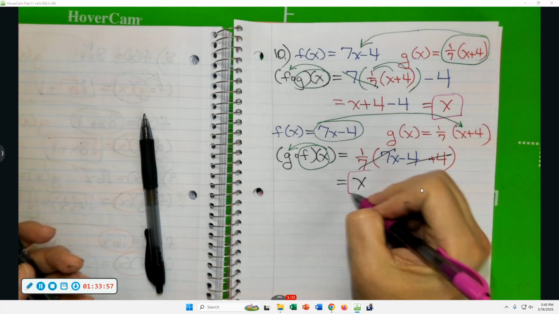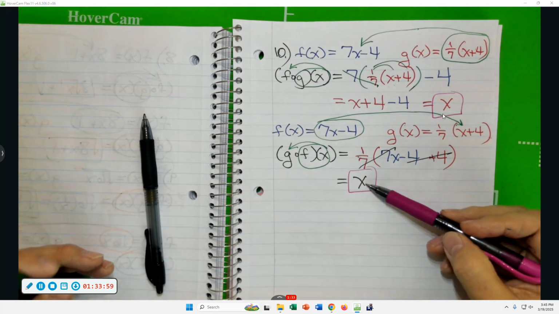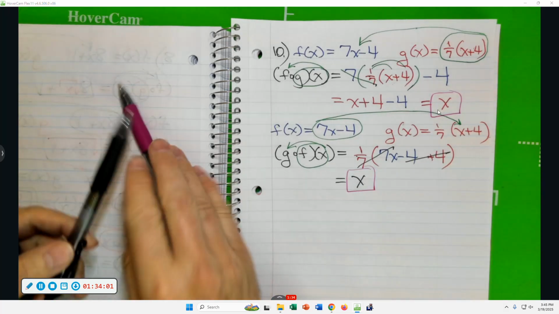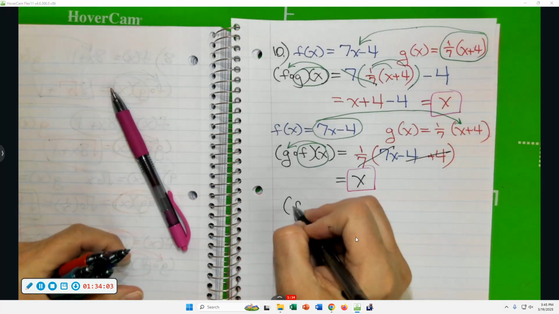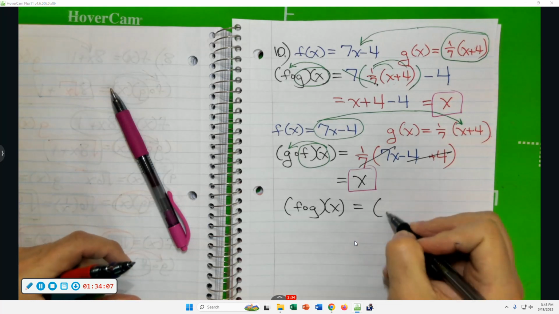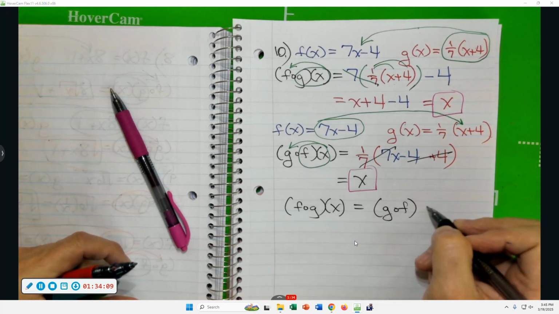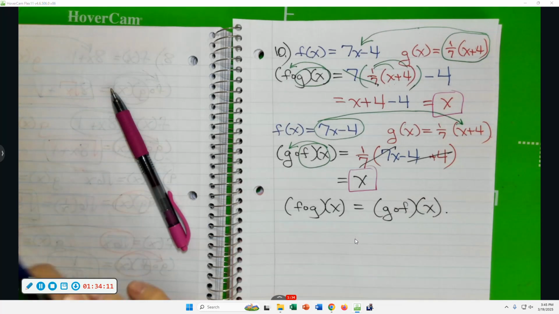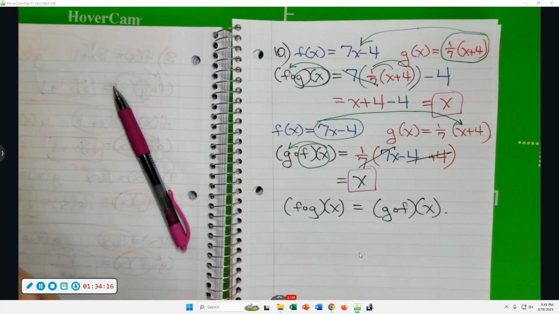Well, look at that. F composed with g and g composed with f were equal. So it turns out, this is the first time we've seen this happen. F composed with g of x does equal g composed with f of x. It didn't do it on problem 7, 8, or 9. But it did here. Notice how everything just starts canceling out.